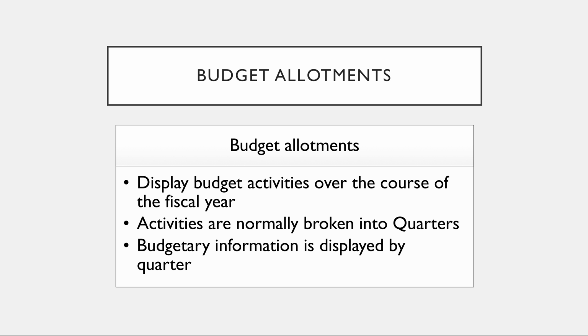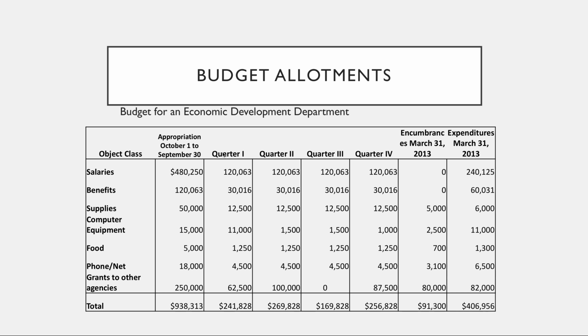Now, in most cases, a fiscal year will be broken up over the course of 4 quarters. Sometimes you will have allotments that take place monthly or on a 6 month basis, but in most instances, you will have a 4 quarter budgetary allotment. And these allotments will basically display all of the fiscal activity over the course of those 4 quarters.